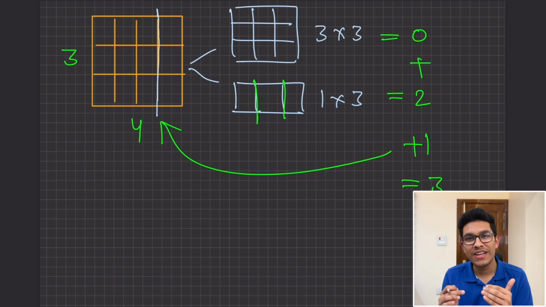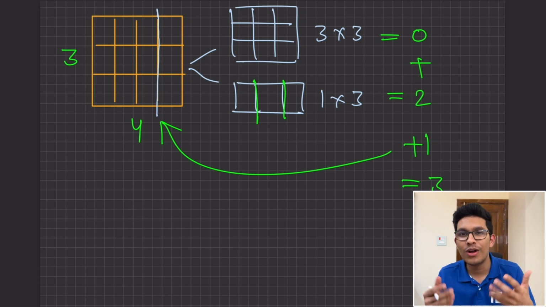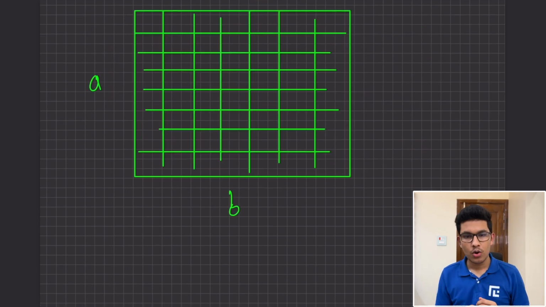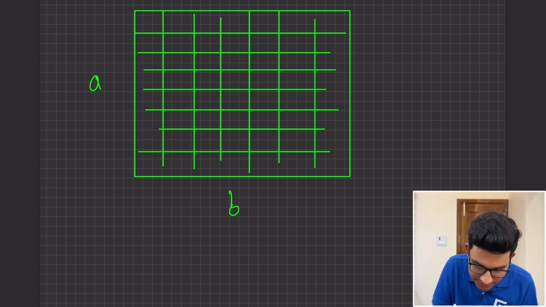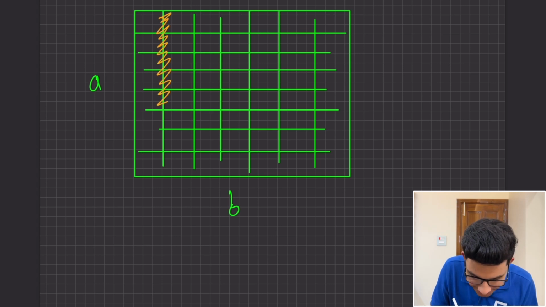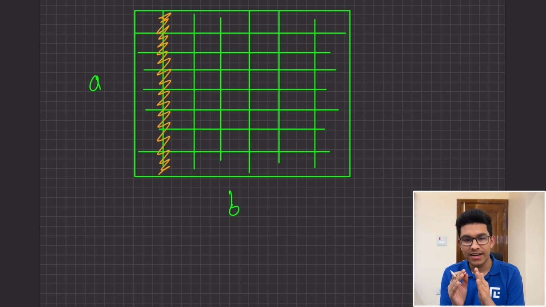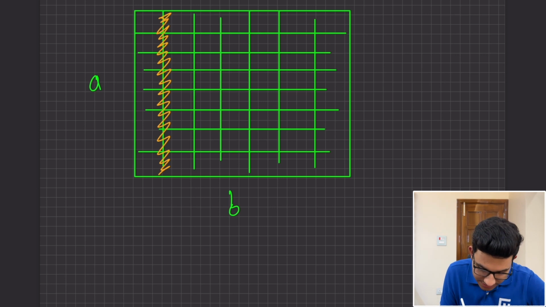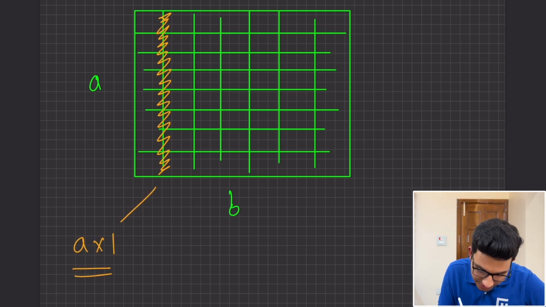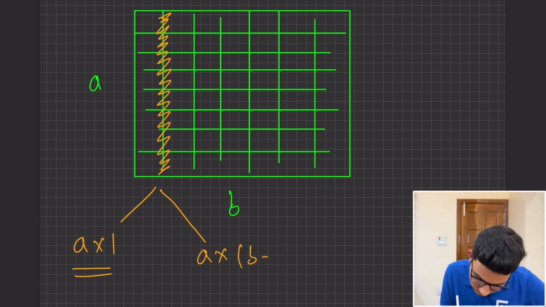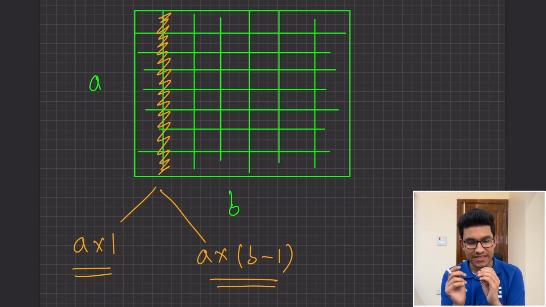So what are we doing here? We are essentially trying out all the possibilities, right? If this is an A cross B grid, what are the different first cuts that are possible? If you make the very first cut, let's suppose here, what does this split the entire rectangle into? It splits the rectangle into something like an A cross 1, and the second rectangle is something like A cross B minus 1. Yes or no? This is the very first cut.